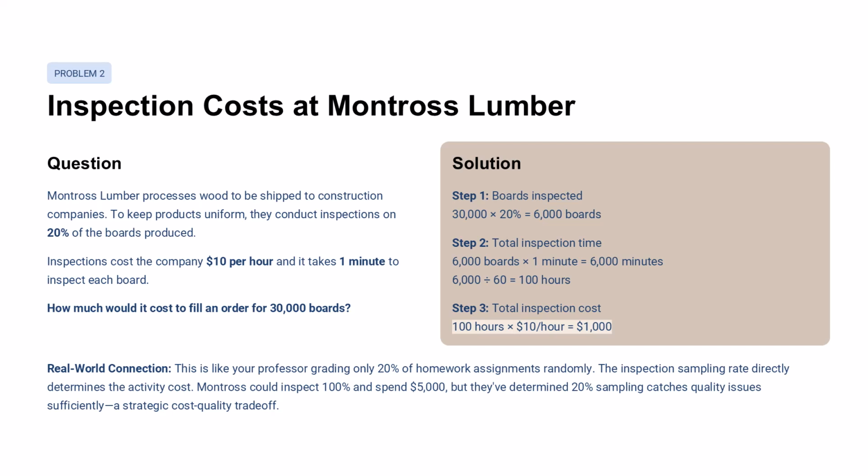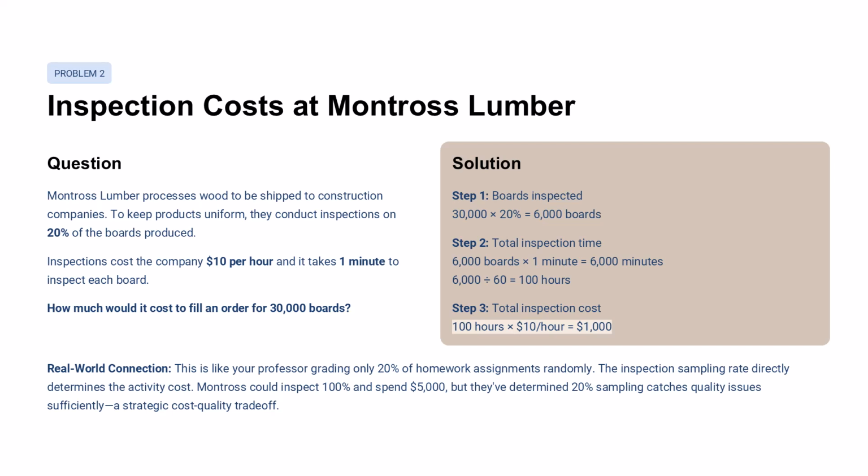Here's where we see activity-based costing isolate a specific activity, inspection, and trace its cost precisely. Let's follow the logic step by step. First, we determine how many boards get inspected. 30,000 boards times 20% equals 6,000 inspections.